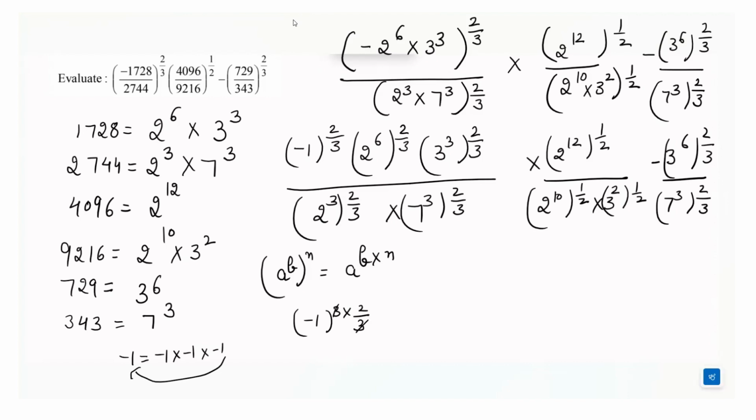Similarly, we'll do the same for the others as well. 2 over 3 into 3, 2 over 3. So we can simplify them like this, and we'll continue with the same for the other numbers as well.